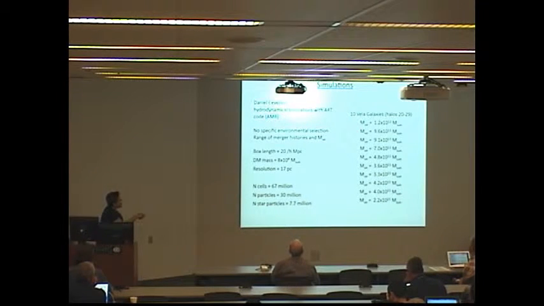The primary halos, there's 10 of them, and they're in the mass range of 10 to the 12 to 2 times 10 to the 11 at redshift 1. So all the results I'm going to be talking about today are at redshift 1.